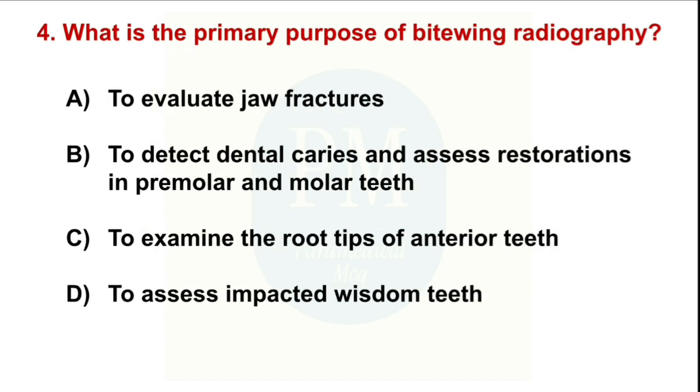What is the primary purpose of bitewing radiography? Option A. To evaluate jaw fractures. Option B. To detect dental caries and assess restoration in premolar and molar teeth. Option C. To examine the root tips and anterior teeth. Option D. To assess impacted wisdom teeth. The correct option is option B. To detect dental caries and assess restorations in premolar and molar teeth.